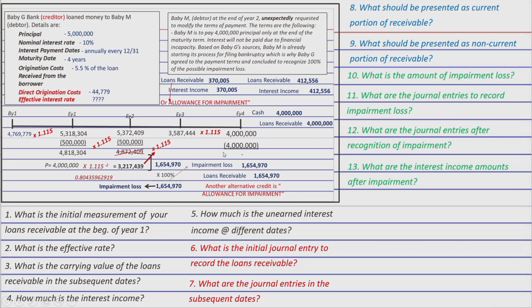Question number 14. What are the receivable balances after the impairment? In general, you can just multiply 1 plus interest rate with the balance after impairment. And after that, deduct whatever payments the debtor is giving during the year, and that will equal the receivable balance. Here, since the debtor only promised to pay at the end, there are no deductions at the end of year 3.